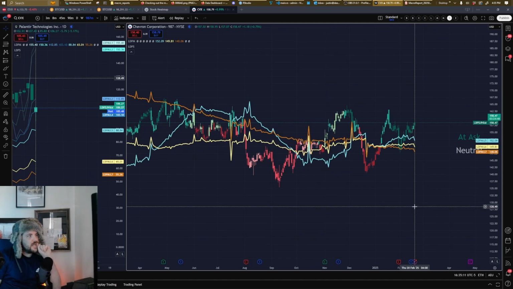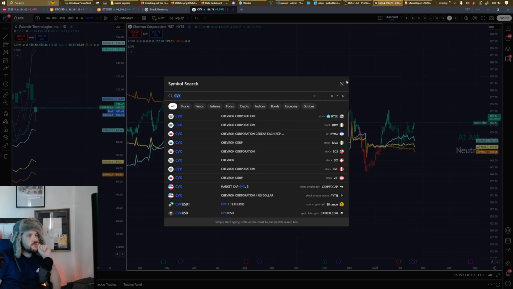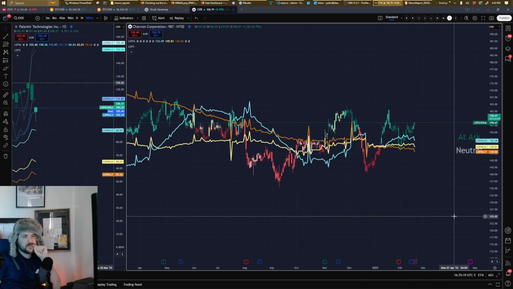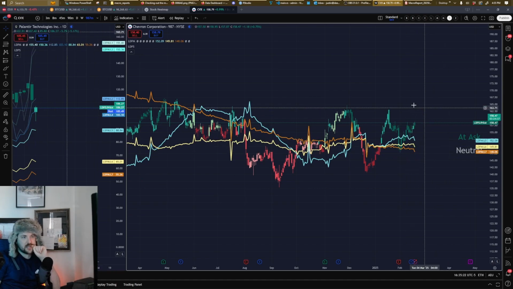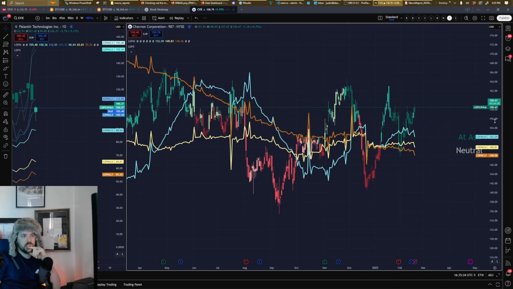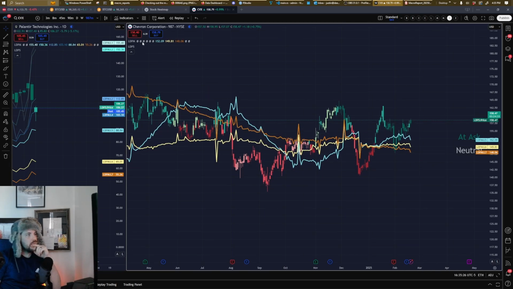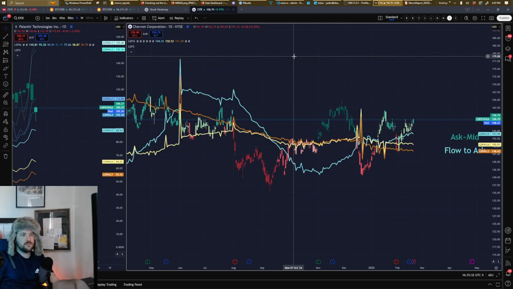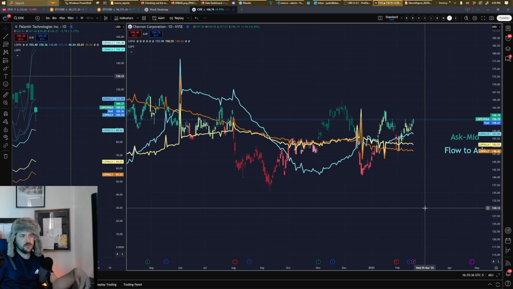This is CVX, Chevron. This is the 987. Looks like we do have a little bit of an eager bid coming in. We have a bull stack. We have bullish liquidity. This is CVX on the daily. Also a similar story.